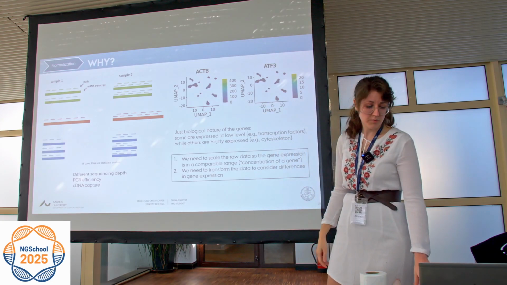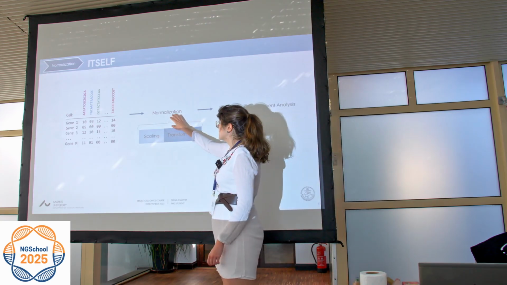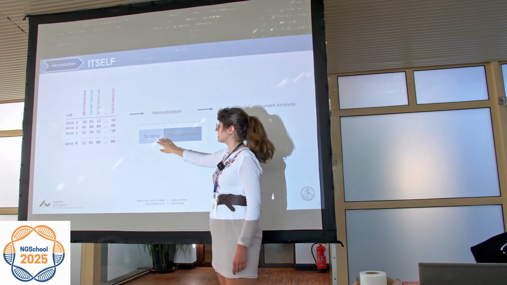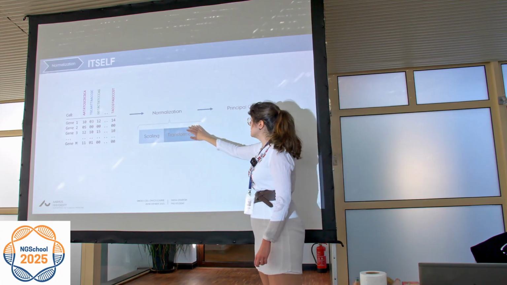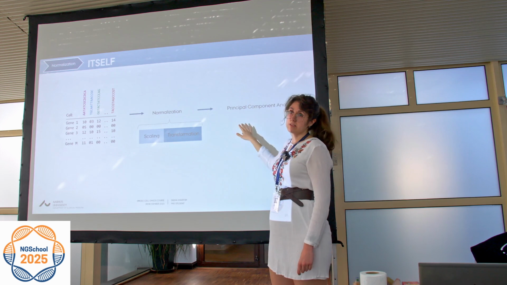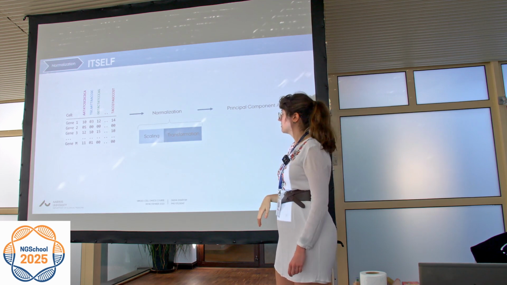So we need to transform the data. How do we transform the data? That's called normalization, and typically it contains two parts: scaling and transformation. This is needed so you feed normalized data to the principal component analysis, otherwise you will over-represent highly expressed genes.